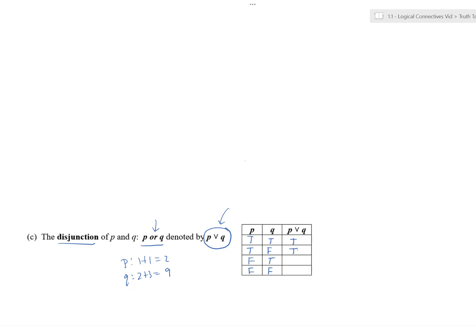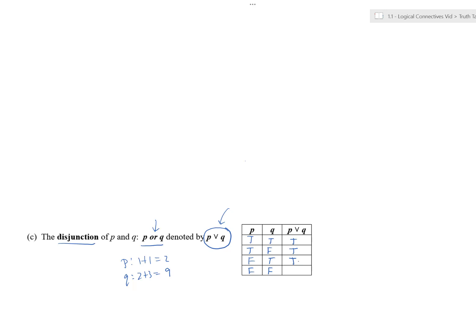This is true, or this, blah, blah, blah. So the whole thing is true because one of them is true. So that's also the truth value for the other way around. P false, Q true. Then P or Q is true.